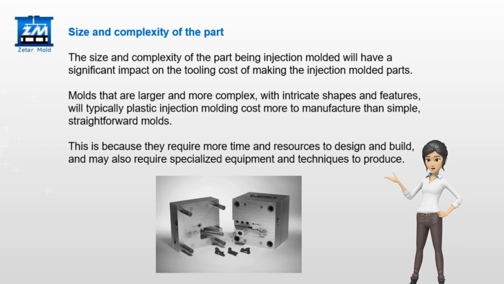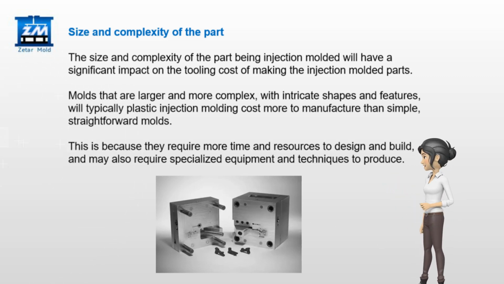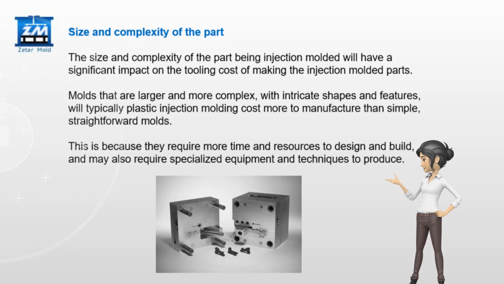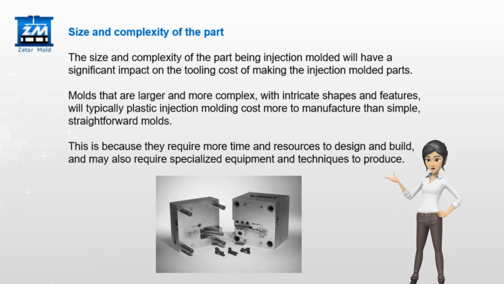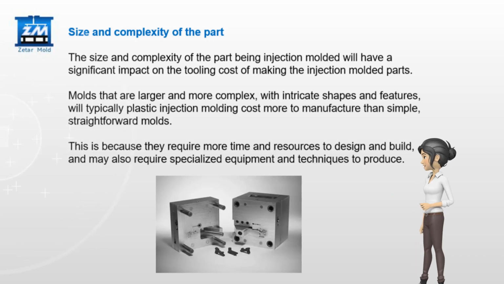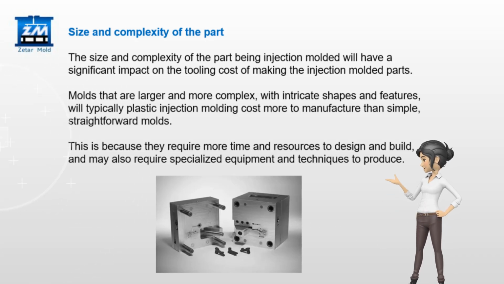Size and complexity of the part. The size and complexity of the part being injection molded will have a significant impact on the tooling cost of making the injection molded parts. Molds that are larger and more complex, with intricate shapes and features, will typically cost more to manufacture than simple, straightforward molds. This is because they require more time and resources to design and build, and may also require specialized equipment and techniques to produce.